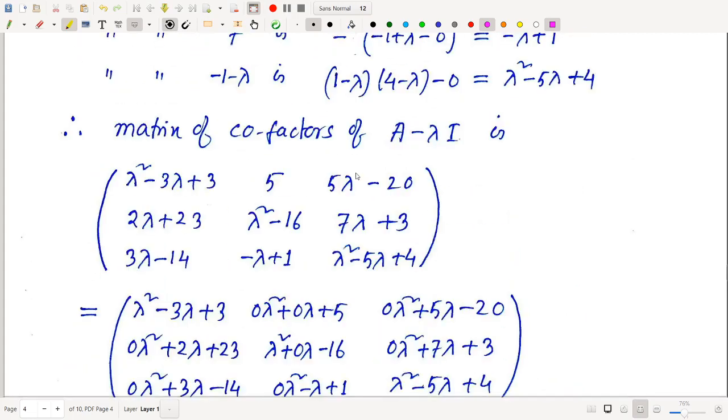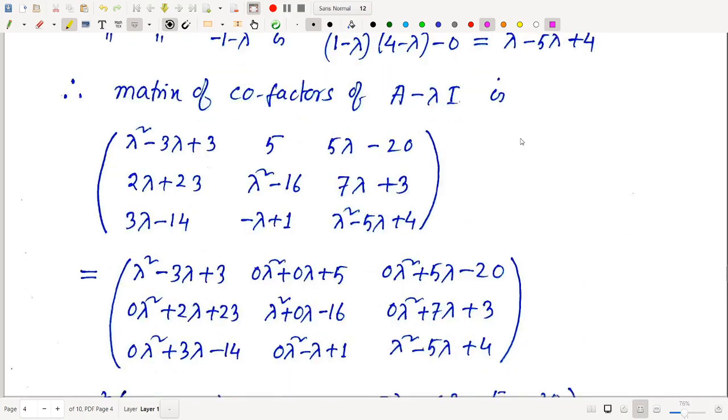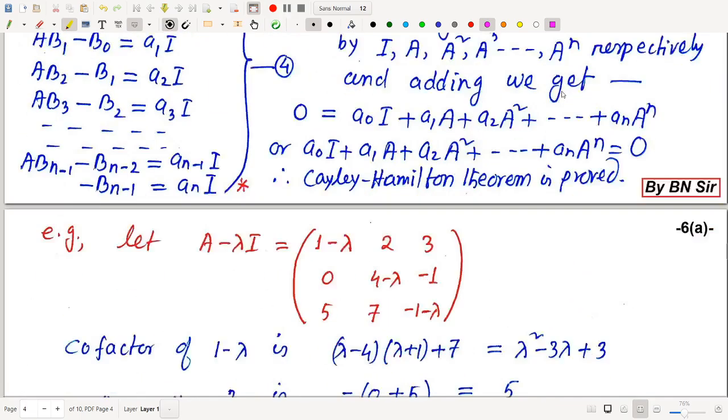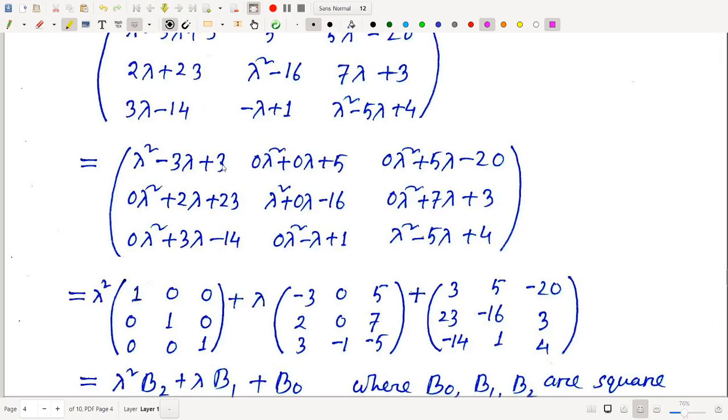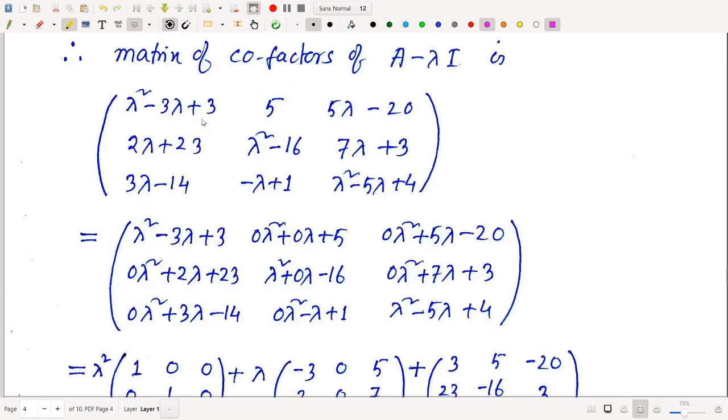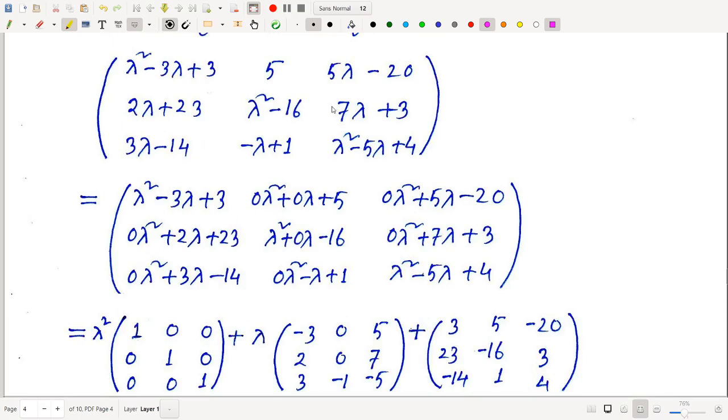The matrix of cofactors of A minus lambda I is, all the cofactors you have written. This is not the adjoint, this is the matrix of cofactors of A minus lambda I, just cofactors I have substituted. The first three cofactors are of the first row, then the second three are cofactors of the second row, and the last three are cofactors of the third row. Now every element here that does not contain lambda square or lambda, you have written with 0 lambda square, 0 lambda. This 5 I have written as 0 lambda square, 0 lambda plus 5, etc. Similarly, lambda square and lambda can be introduced in every expression.